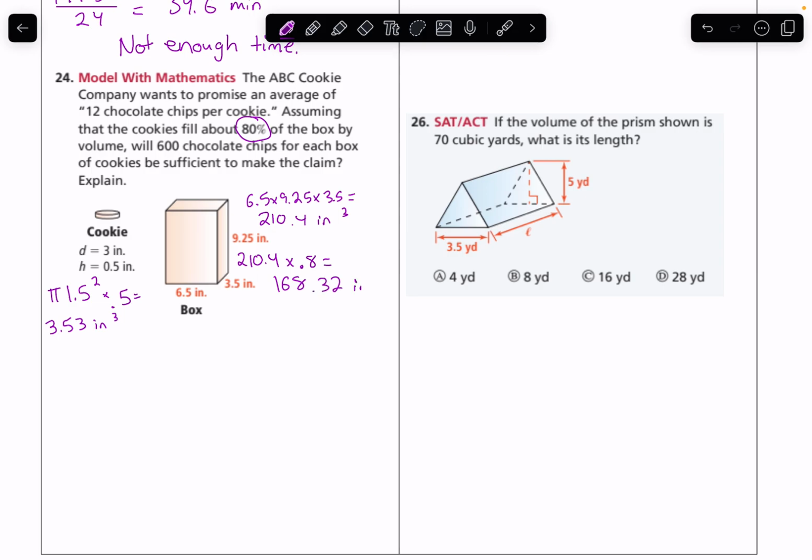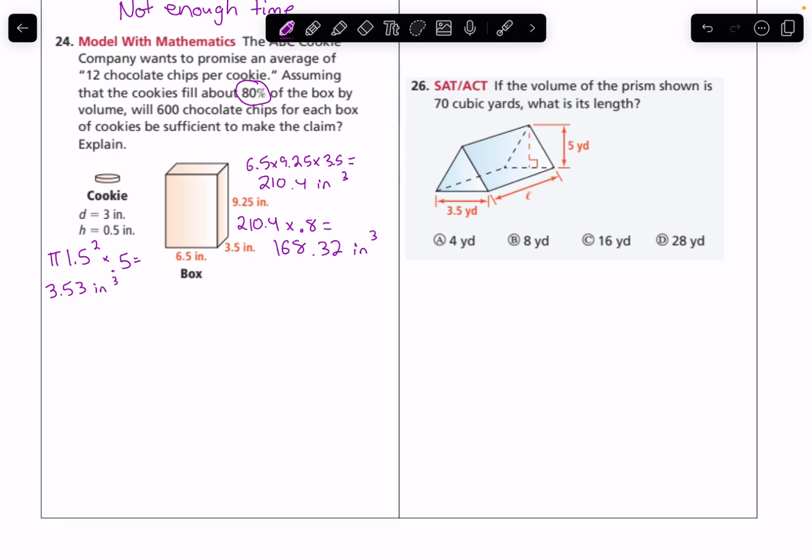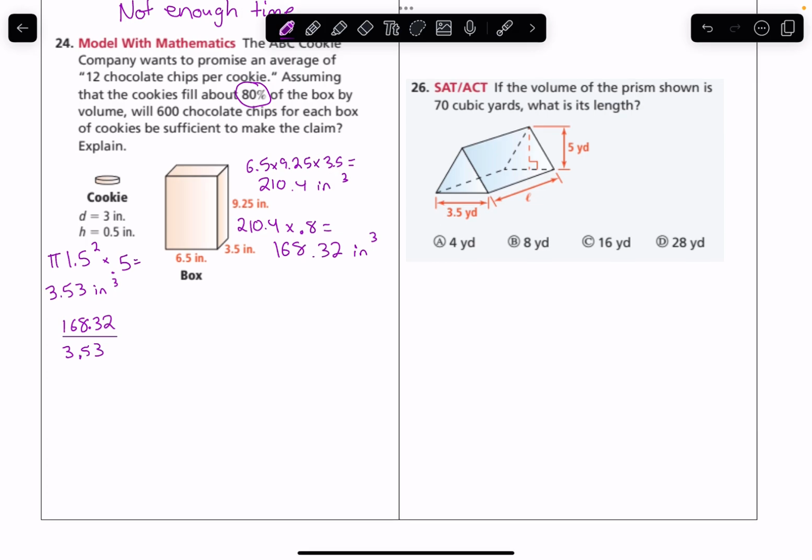168.32 inches cubed. Since 80% of the box is full of cookies, and each cookie is 3.53 inches cubed, we can take 168.32 inches of cookie, divide it by 3.53 inches cubed of cookie to see exactly how many cookies that is in the box. That is 47.68 cookies per box.